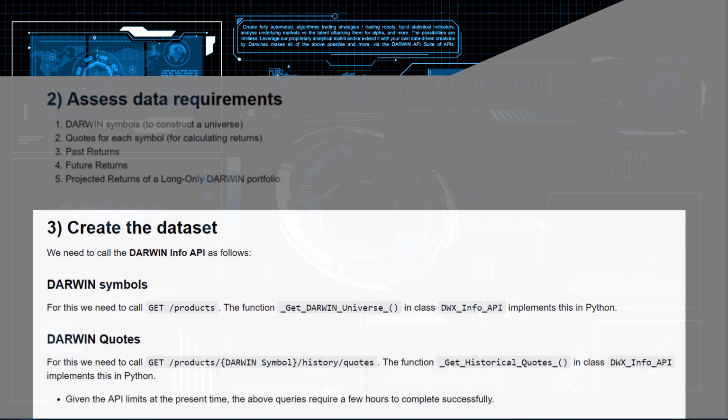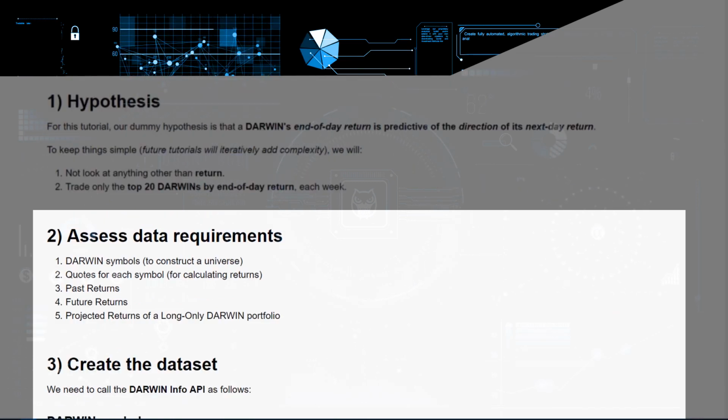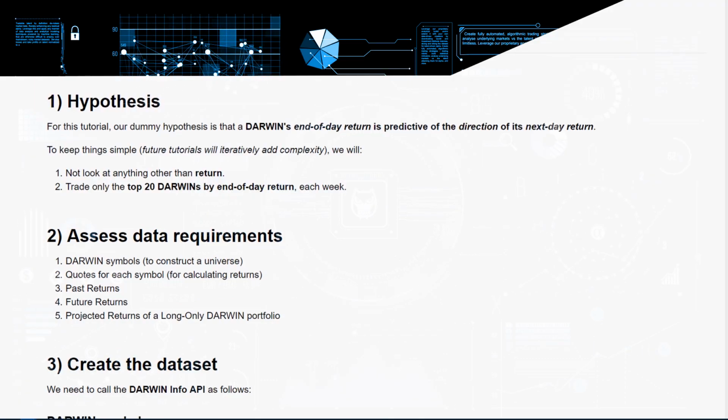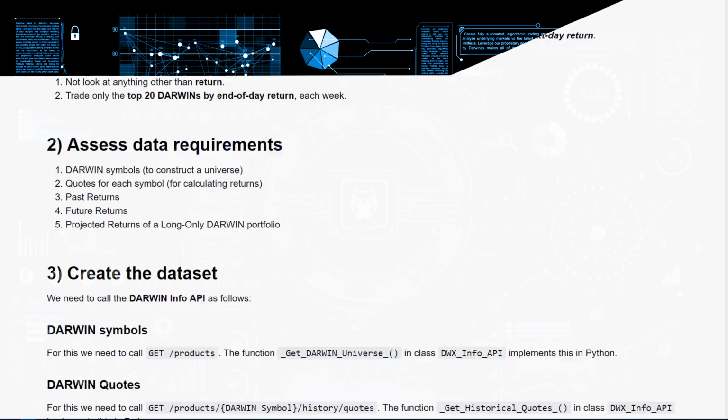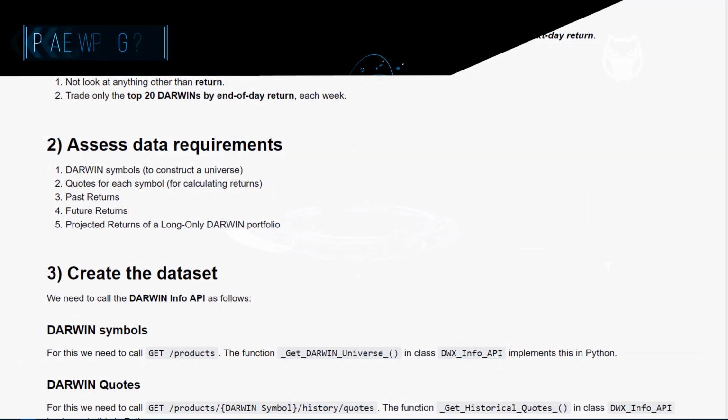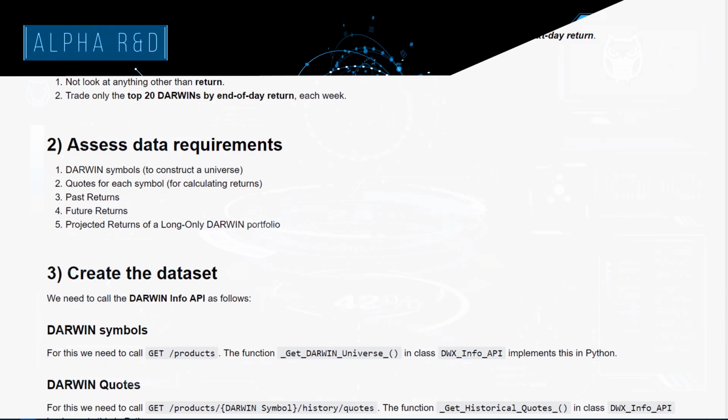The factors we'll need for this particular trading strategy, this dummy hypothesis that involves this momentum factor that's considering end-of-period returns as predictive of future period returns, we're going to need to construct past returns and future returns time series. So those are the two sub-factors that we'll construct using quotes acquired from the Darwin API. We'll also then calculate projected returns of a long-only Darwin portfolio based on all of the above.